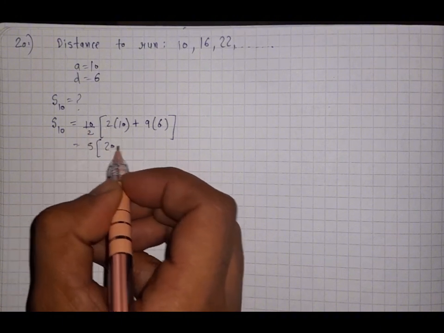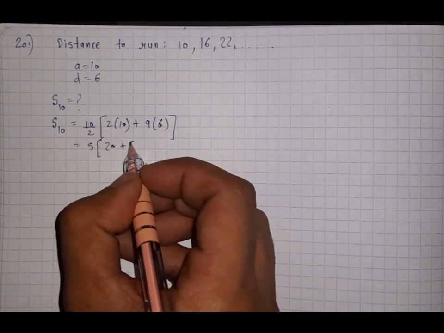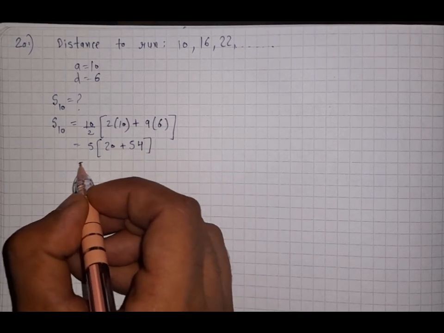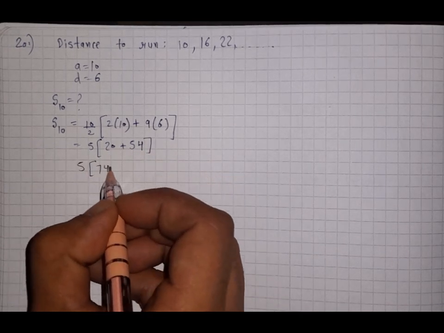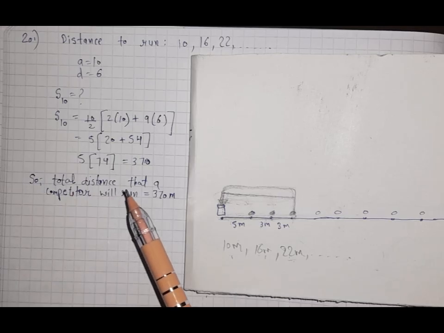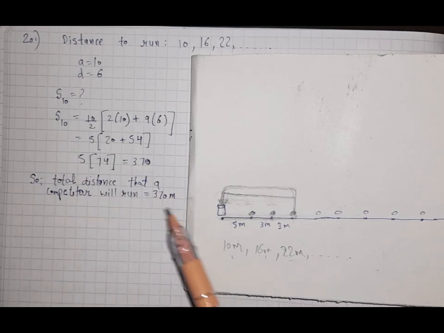2 into 10, 20. 9 into 6, 54. 54 plus 20 equals 74, and 74 into 5 is 370. So the total distance that the competitor will run is 370 meters.